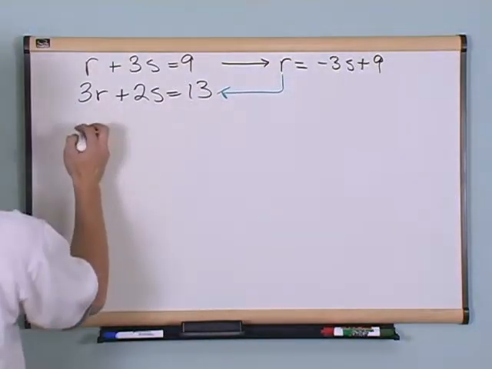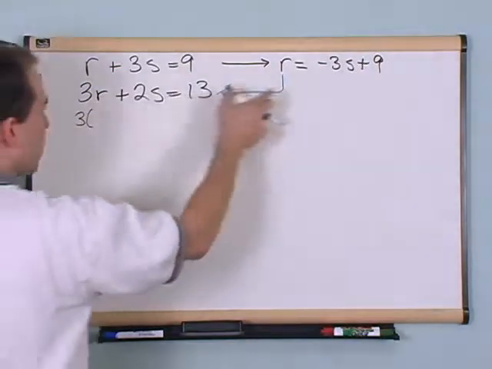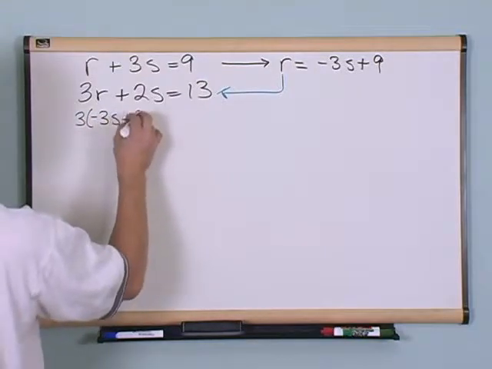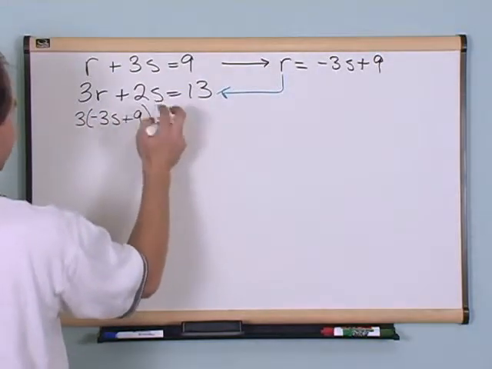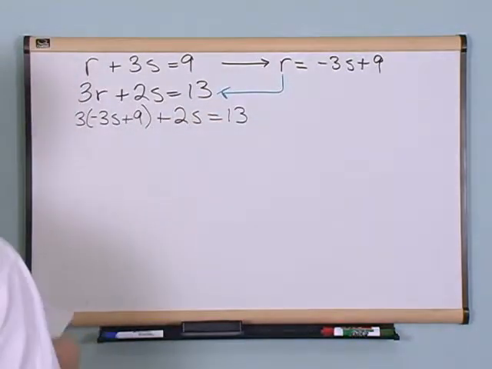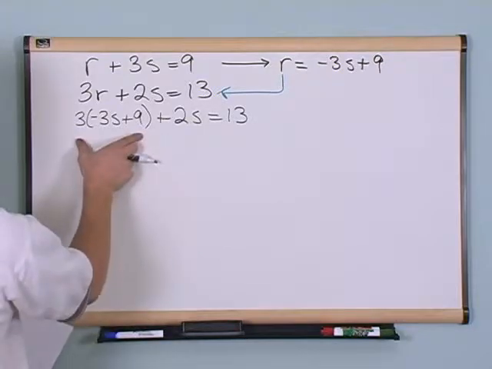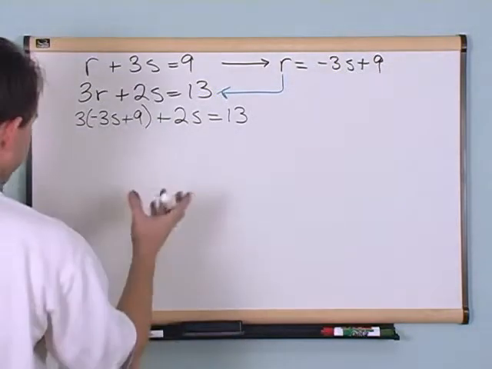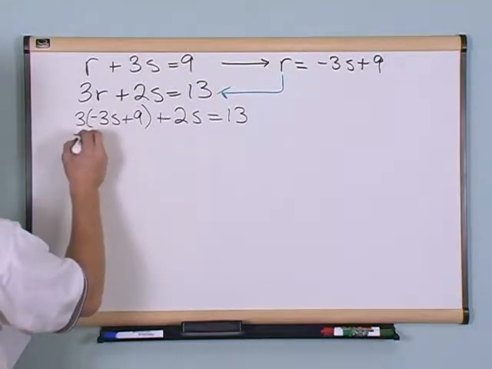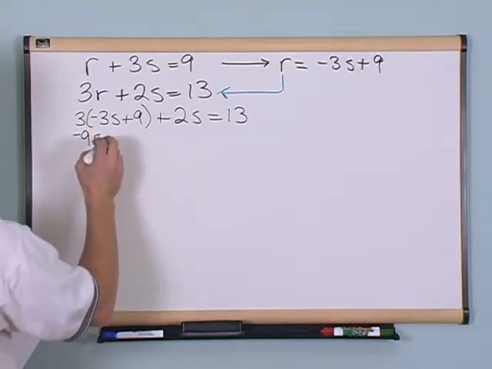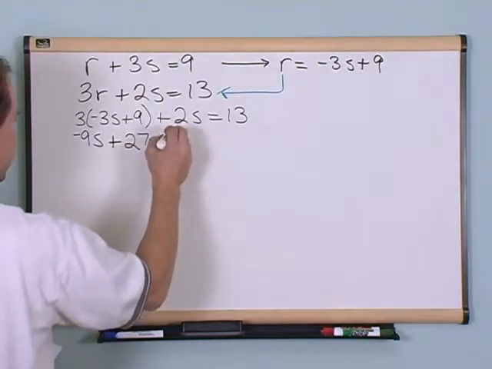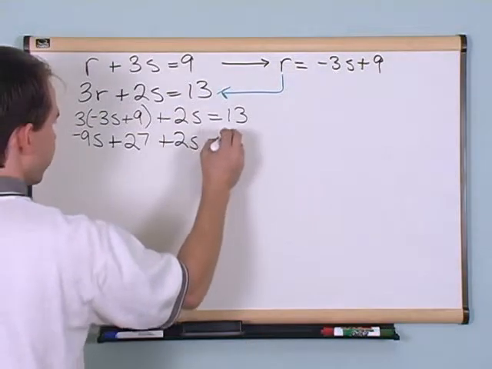So 3 times r is this stuff right here, negative 3s plus 9, plus, I'm just going to write the rest of the problem down, nothing else changes. Now this starts to look a little bit more messy than the other problems, but let's just plow through it. Let's distribute this 3 in. 3 times negative 3 is negative 9s. Plus 9 times 3 is 27, plus 2s, this stays the same, equals 13.